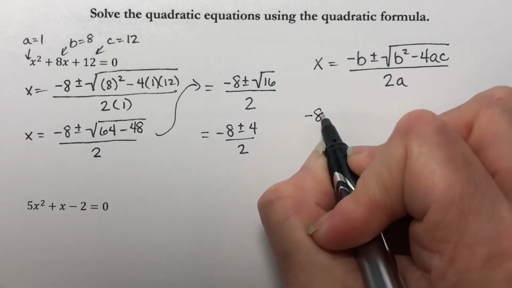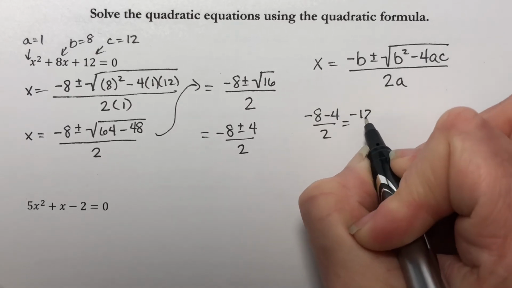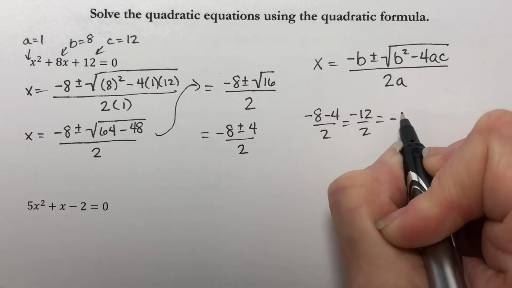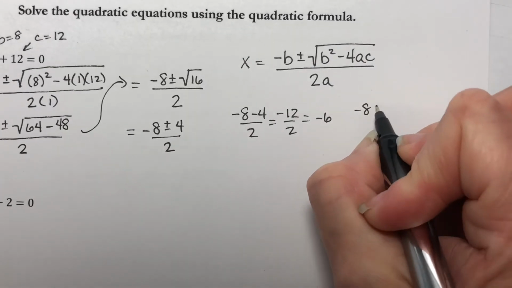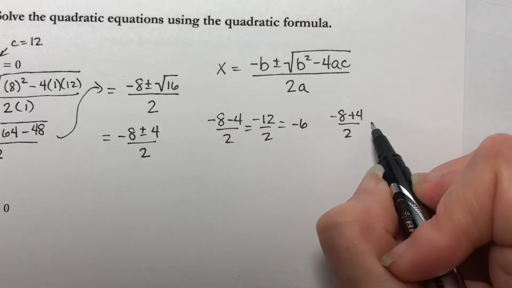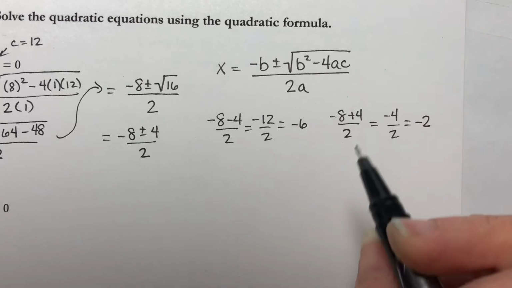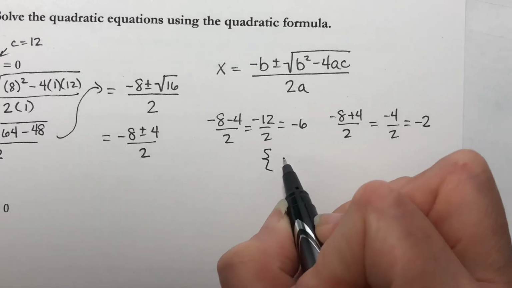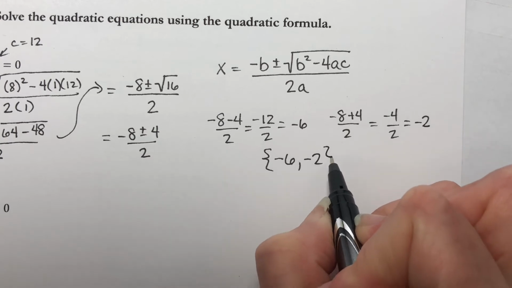I have -8 minus 4 over 2, which will be -12 over 2, which is -6. And then you have -8 plus 4 over 2, which will be -4 over 2, which is -2. So your two solutions to this quadratic equation are -6 and -2.